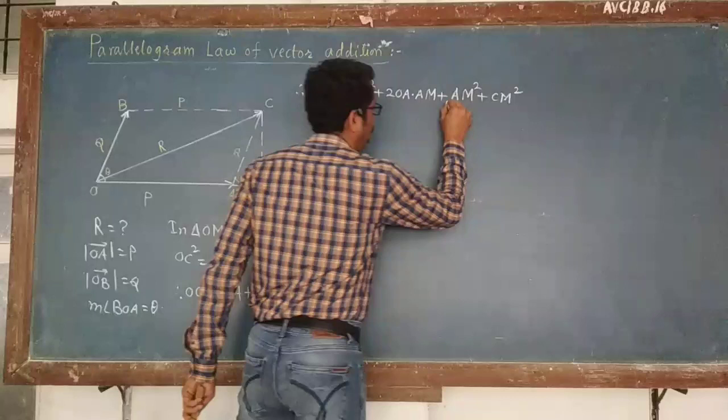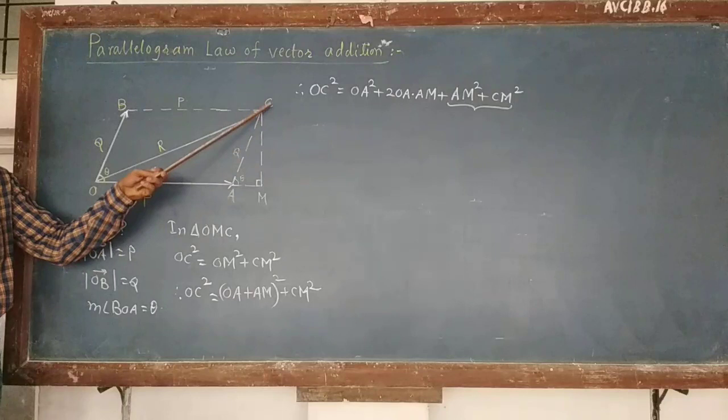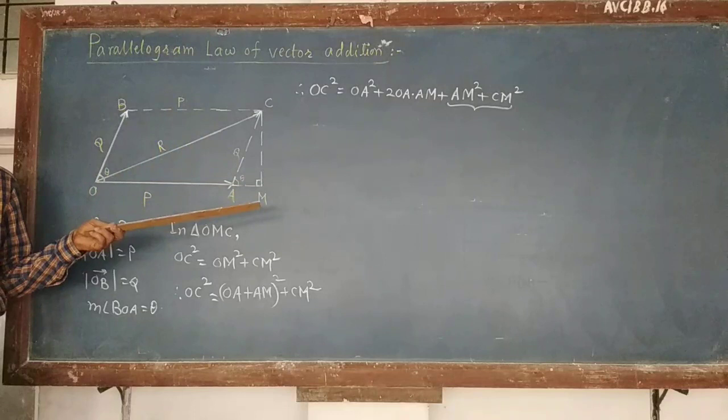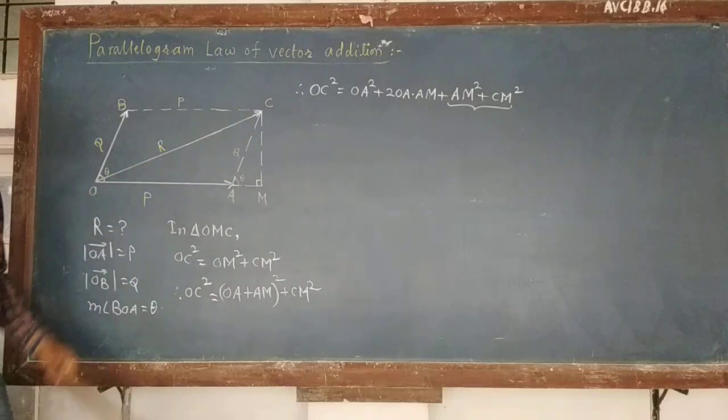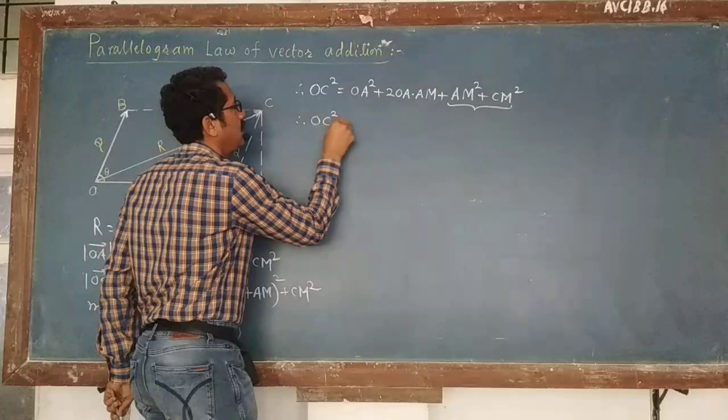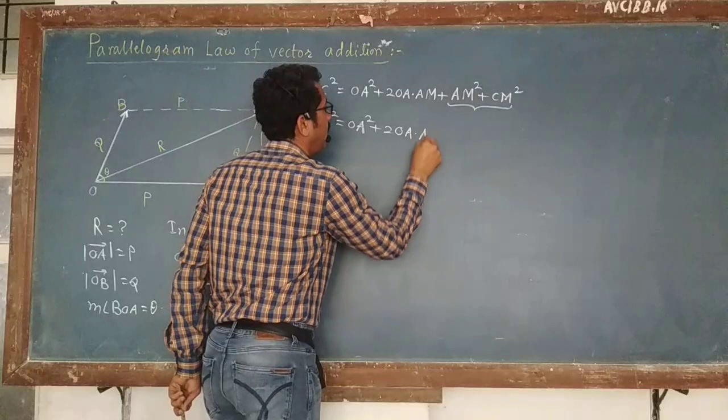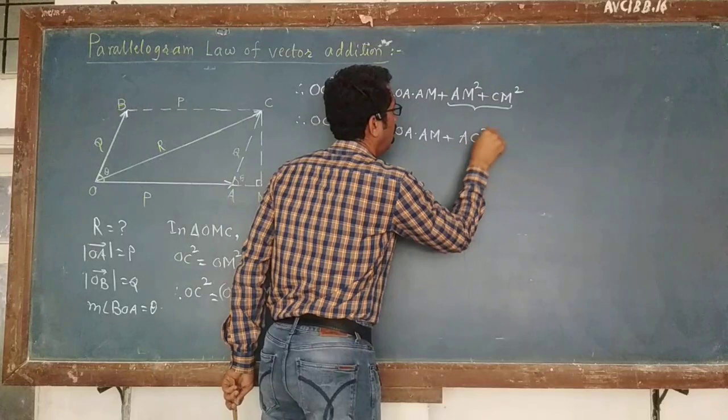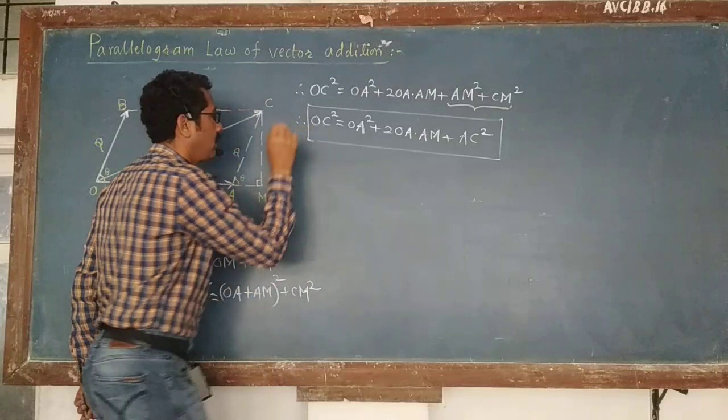Now you see these two terms, AM squared plus CM squared. In this smaller right angle triangle, that is once again Pythagoras, AM squared plus CM squared is equal to AC squared. So in this place I can write AC squared, and therefore OC squared is equal to OA squared plus 2 OA into AM plus AC squared. Well, I'll keep this with me right now. What is OC equal to?